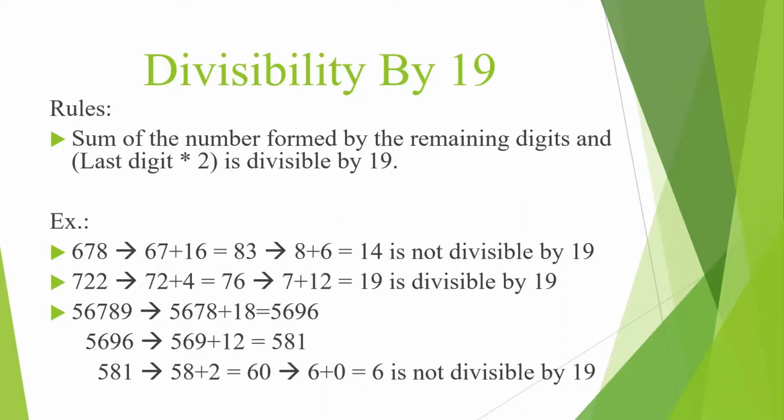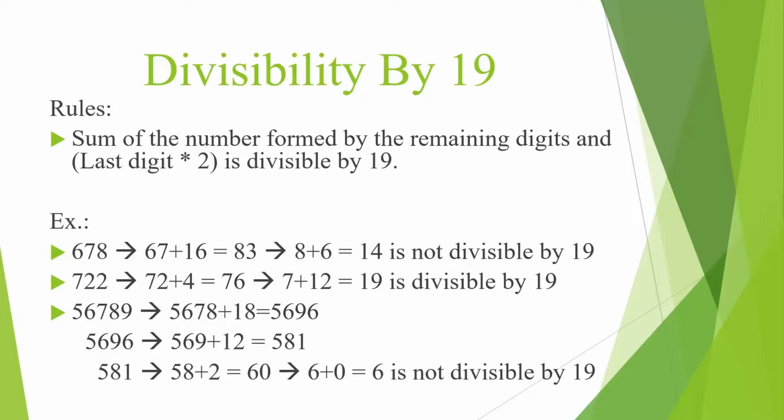Now consider an example, 678. Ignore the last digit, we will get 67. We will add it up with the last digit into 2, which is 8 into 2 equal to 16. 67 plus 16 equal to 83. Let us reduce it further. Ignore the last digit, we will get 8 plus last digit into 2: 3 into 2 equal to 6. 8 plus 6 is equal to 14. 14 is not divisible by 19. So 678 is also not divisible by 19.